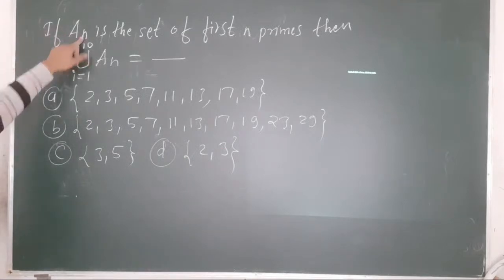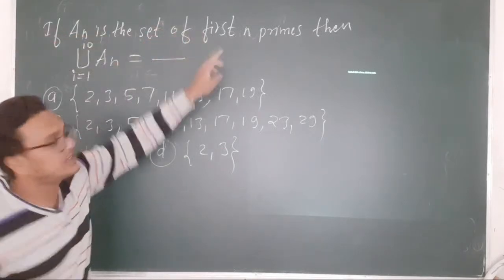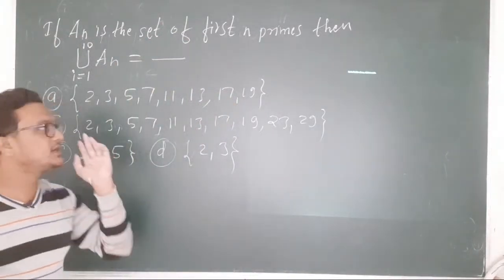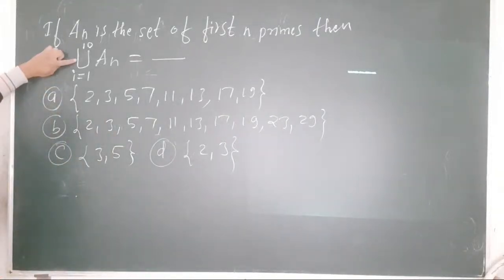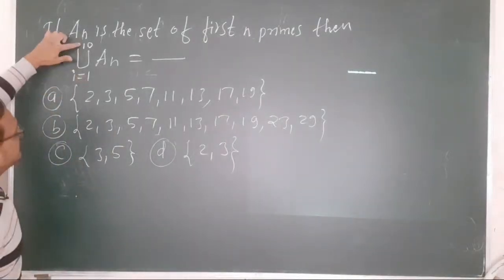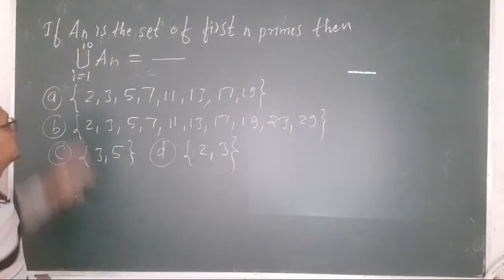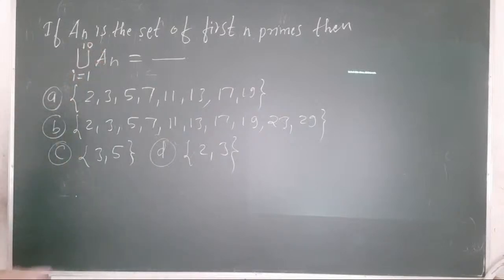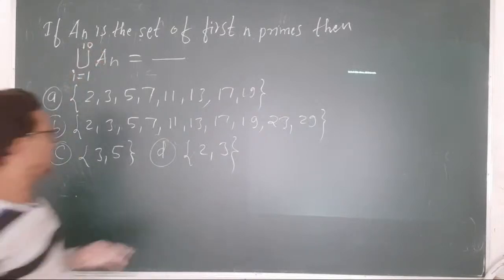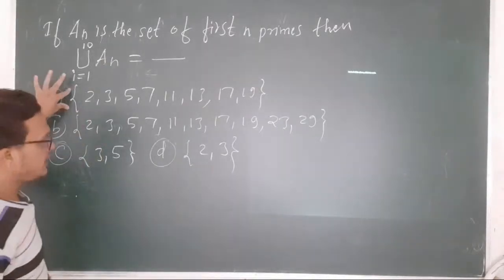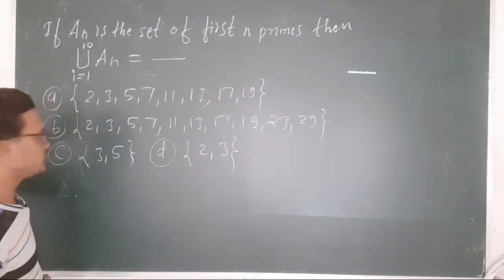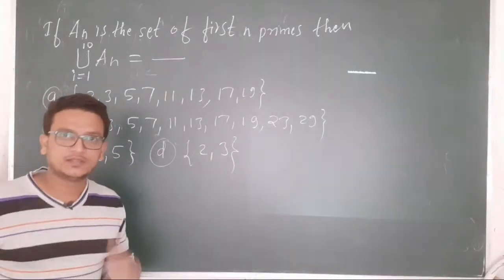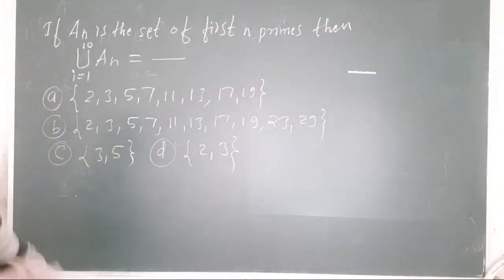If AN is a set of the first n primes, that means set AN contains prime numbers. Then the union of I equals 1 to 10, AN is equal to what? So what is the set of this AN? That set you have to write. If you observe, option A is also prime numbers, option B is also prime numbers, option C and option D are also prime numbers. Then how are you going to find the correct option?